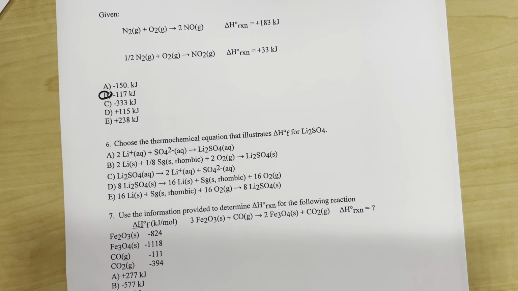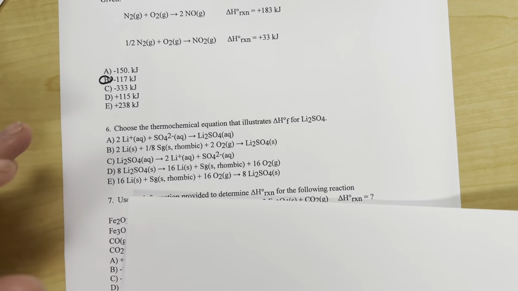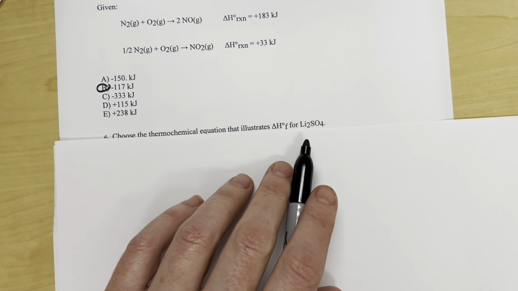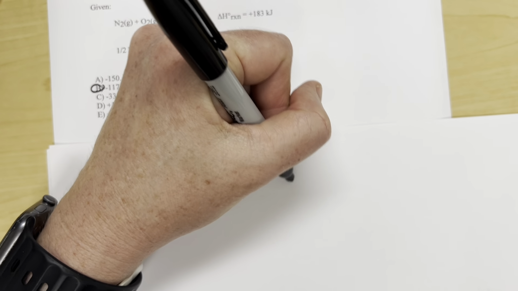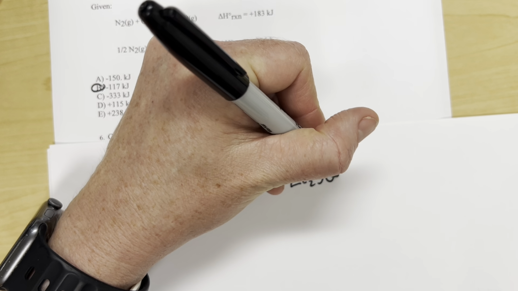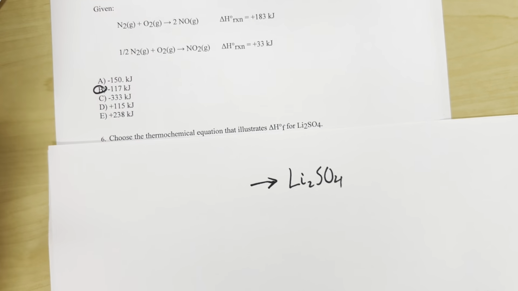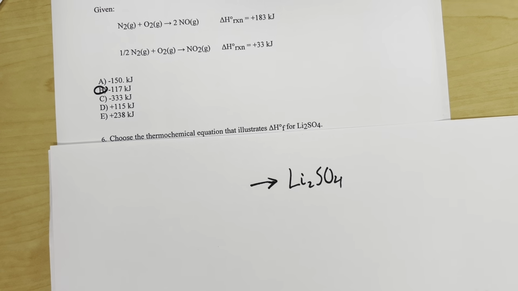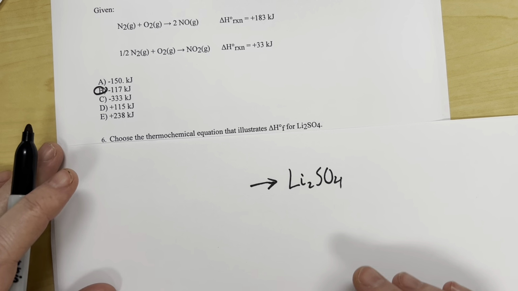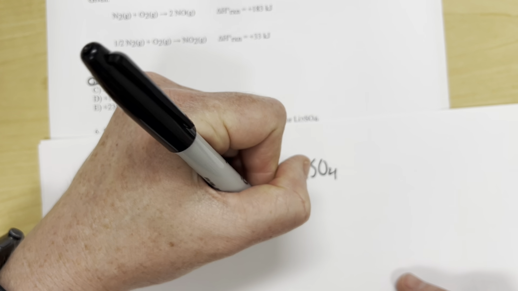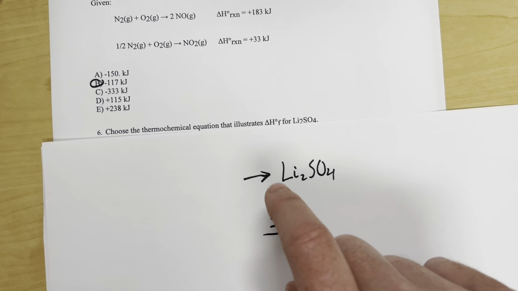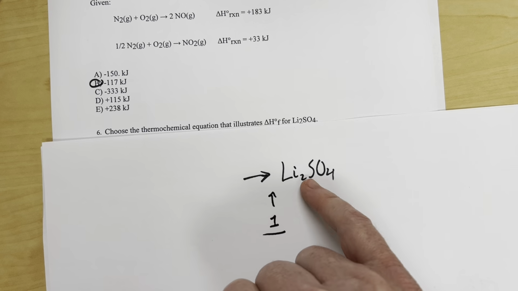All right, moving on to number 6. It says determine the delta HF for this. So to make Li2SO4, the formation enthalpy, or delta H of formation, there are two things that we have to think about. The first one is that this one has to be a 1. It cannot be a 2, it cannot be a 3, it cannot be anything. We're forming 1 mole of this.